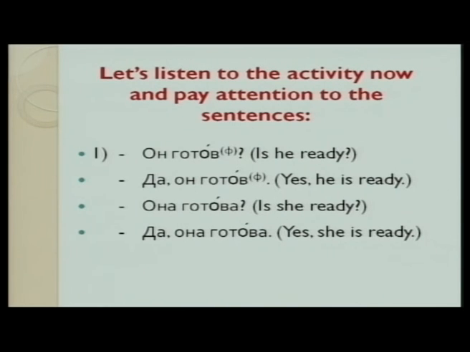Please pay attention. Он готов? Да, он готов. Она готова? Да, она готова. So, we have just learned a combination of sentences in the interrogative when the intonation is rising at the end. For example, он готов? I am answering, да, он готов. Likewise, она готова, and I am answering in affirmative, да, она готова.